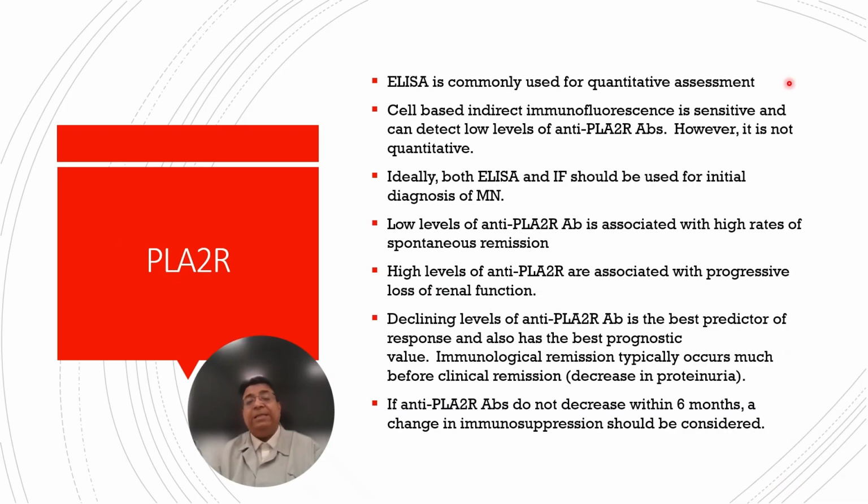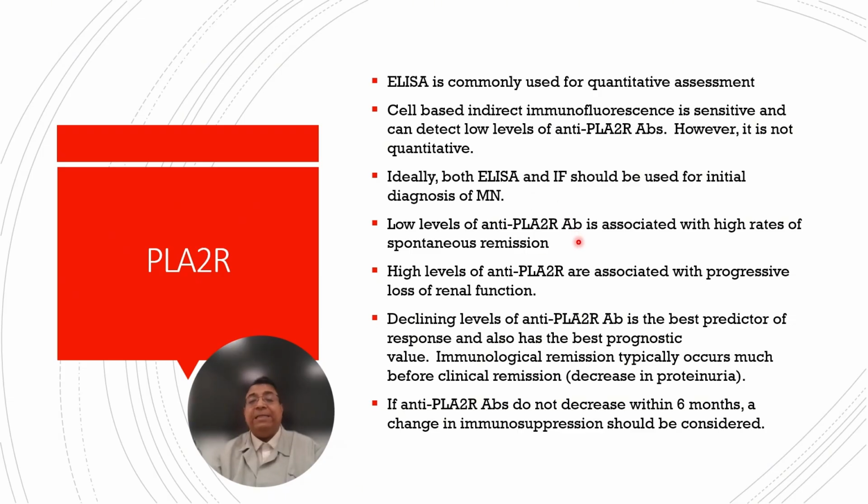As far as PLA2R, ELISA is commonly used for quantitative assessment. Cell-based direct immunofluorescence is sensitive and can detect low levels of anti-PLA2R antibodies. However, it's not quantitative. So ELISA is quantitative, but sometimes ELISA can be negative, but immunofluorescence can still detect very low levels of anti-PLA2R antibodies. So ideally, both ELISA and immunofluorescence should be used for initial diagnosis of membranous nephropathy.